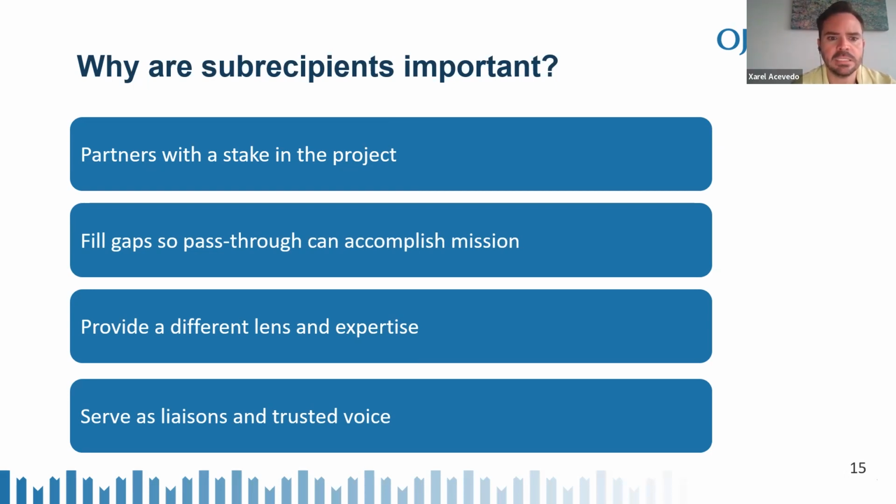They provide a different lens and expertise. Okay, I think that many of our subrecipients have particular ties and relations with the communities that they serve, okay? So they provide a different angle that we may not know, okay? And then lastly, it says serve as liaisons and trusted voice. I think this goes back to the previous one. They have a particular angle and maybe even a cultural awareness that we maybe don't have, right? Next slide, please.